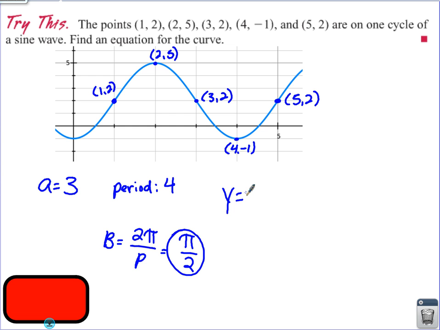Y equals 3, your amplitude, times the sine of x. But since our B term is pi over 2, it's going to be the sine of pi over 2. That's our compression factor. X, and then we're going to plus and minus something to get to this point.